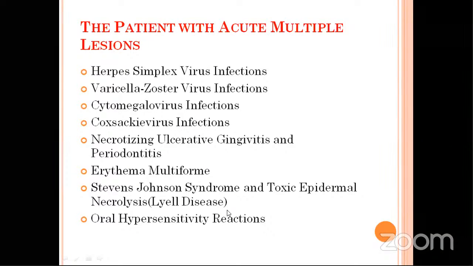The other name is Lyell's disease. So Stevens-Johnson syndrome and toxic epidermal necrolysis are the severe forms of erythema multiforme. Some of the key points in erythema multiforme are target lesions: recurrent ulcerations causing severe sloughing of the oral mucosa, with target lesions or bullseye type of lesions. And the next is oral hypersensitivity reaction.